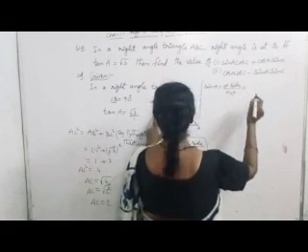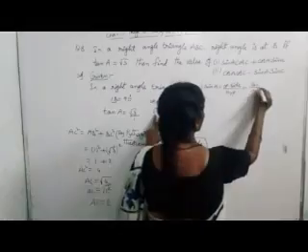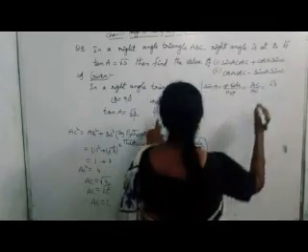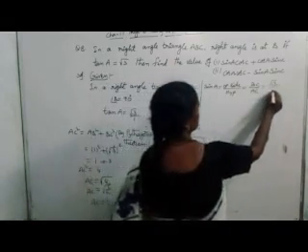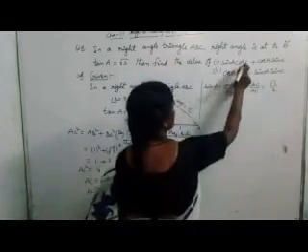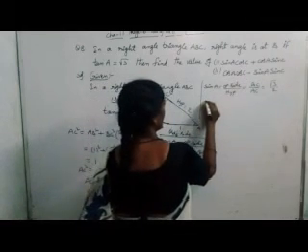Now first, we have to write BC by AC, that is equal to √3 by 2. BC value is √3 and AC value is 2. Next, cos C value.